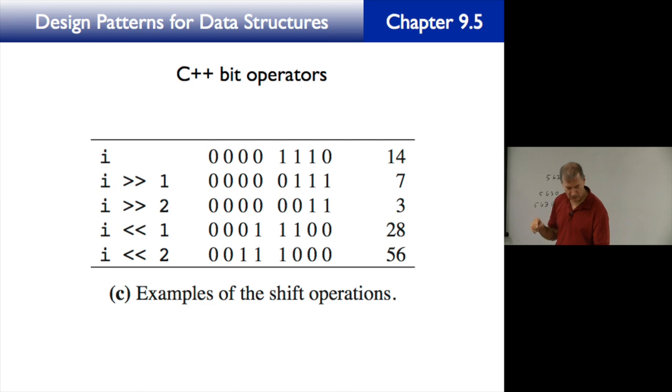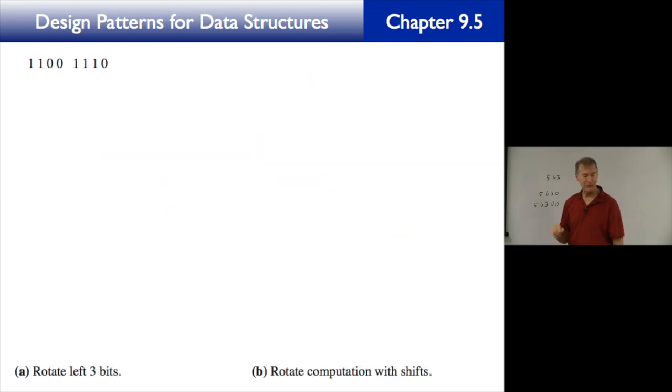Now, there's one more thing that we need to do before we can understand how this works. There is an operation in the Knuth hash that's called a rotate operation. And unfortunately, C++ does not have a rotate operator. So we're going to have to compute it. And so this next slide shows how to compute a rotation. Now watch this. It's really slick. I think you'll like it.